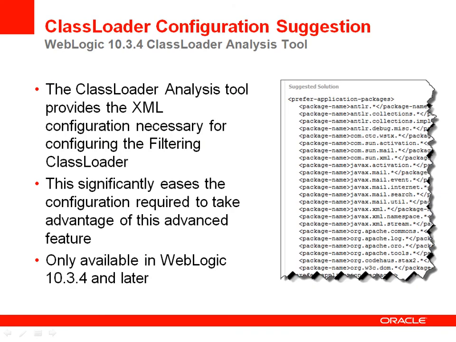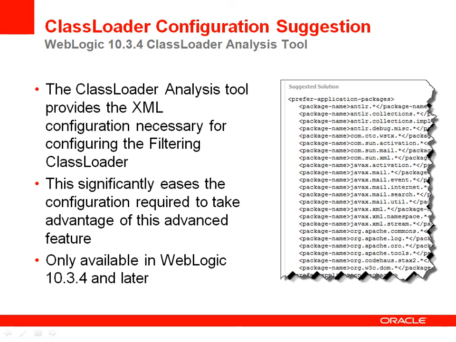The class loader analysis tool will provide you with a list of packages and the corresponding XML for configuring the filtering class loader. You can take the XML, confirm that the packages are the ones that you want to filter, and then put the XML in the deployment descriptor in order to configure the filtering class loader. When you redeploy the application with a new deployment descriptor, you can take a look at the class loader analysis tool output again and see what the result of the configuration was that was just applied.